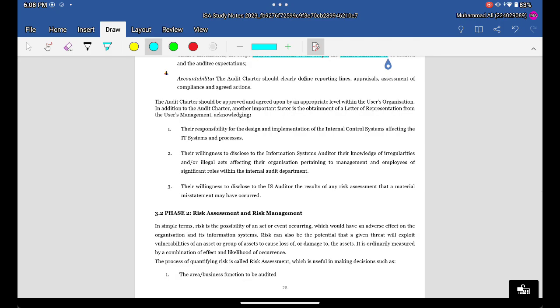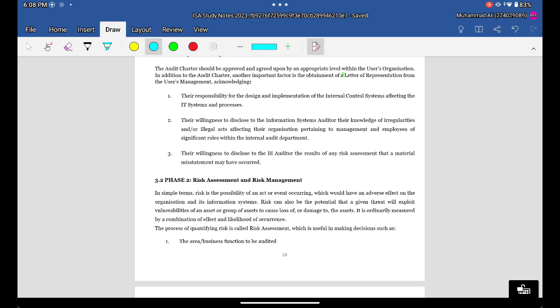The audit charter should clearly identify reporting lines, assessment of compliance, and agreed actions. So the auditor is going to look at the audit charter and agree with everything. Okay, the manager is the business side, so they give the auditor the audit charter.